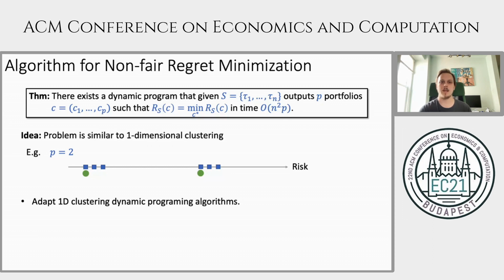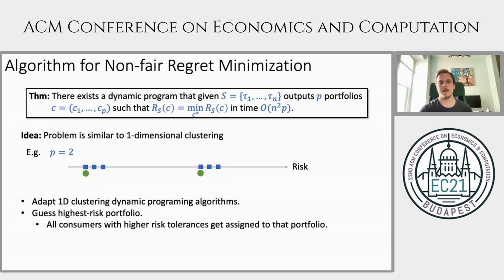Just to give you a sense of how those recurrence relations work out, imagine that we knew the highest risk portfolio in the optimal solution. Then we know that every consumer with risk threshold greater than that portfolio will be assigned to that one. And then we're faced with a subproblem where the goal is to design P-1 regret minimizing portfolios for the remaining population.